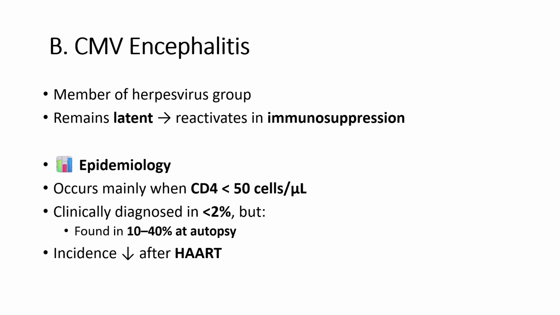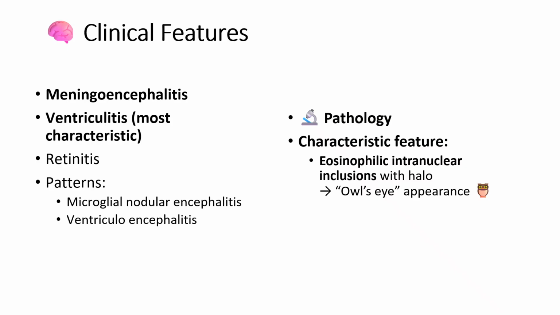Coming to CMV encephalitis. CMV is a member of the herpes virus group. It remains latent and reactivates upon immunosuppression. It occurs when CD4 count is less than 50 cells, clinically diagnosed in less than 2% of cases, but found in 10 to 40% of autopsy cases. Incidence has reduced after starting HAART. It presents as meningoencephalitis. Ventriculitis is the most characteristic, along with retinitis, and patterns are microglial nodular encephalitis or ventriculoencephalitis. Pathologically, there are eosinophilic intranuclear inclusions with a halo, like an owl's eye appearance.